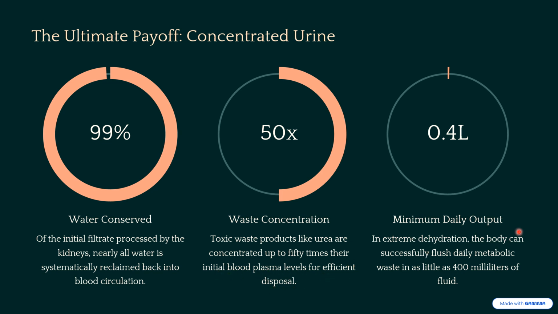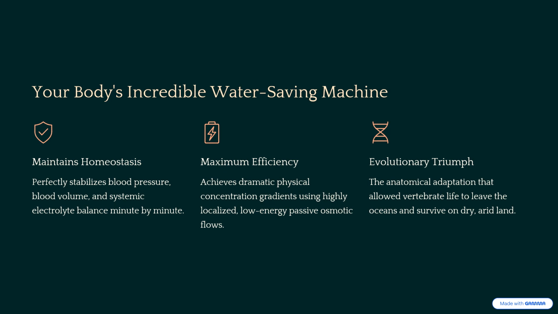Then what is the minimum daily output of the toxin? In extreme dehydration, meaning when the body is almost devoid of water and the kidney has to retain the most amount of water, the body can successfully flush daily metabolic waste in as little as 400 milliliters of fluid. That is very small. Your body's incredible water saving machine.